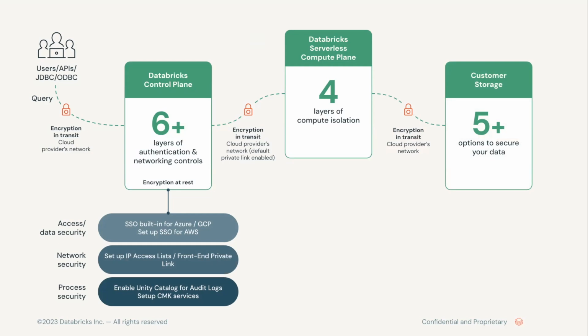Databricks also makes it really easy for you to set up IP access lists and/or front-end private link for any user application authenticating to the control plane. And the built-in governance layer in Unity Catalog allows you to simply turn on audit logs. It's very, very easy to do so. And as you're setting up your security perimeter for the service, you can also bring your own encryption keys to our managed services.